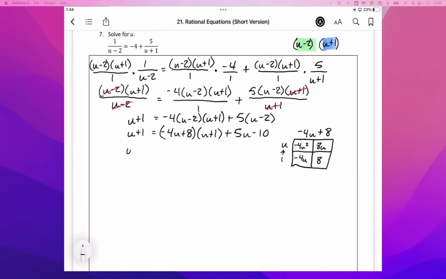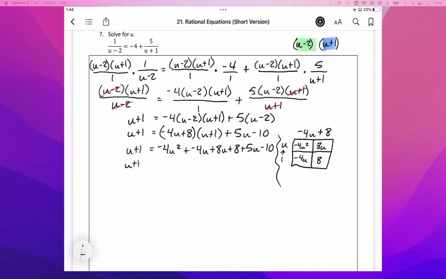So we'll have u plus 1 is equal to negative 4u squared plus a negative 4u plus an 8u plus 8. And the rest of it plus 5u minus 10. And so, well, that's a lot going on there. So we have some combining like terms to do on the right side.